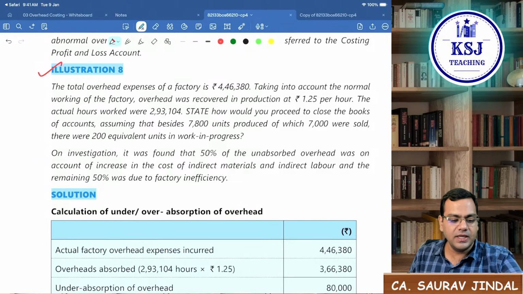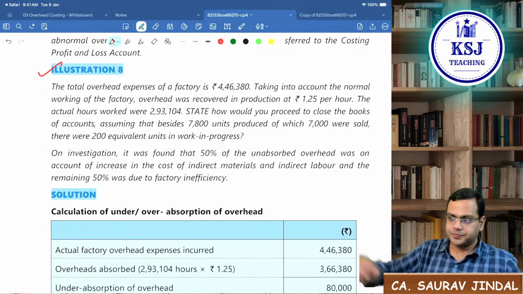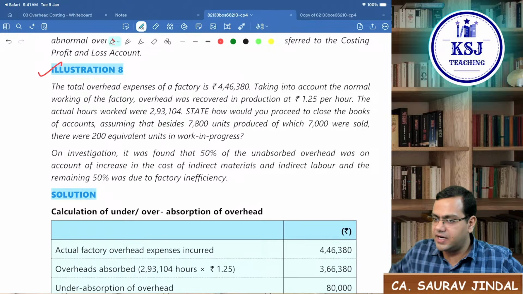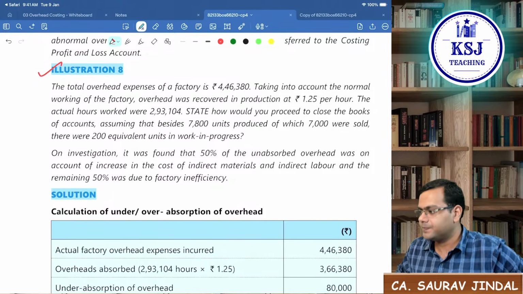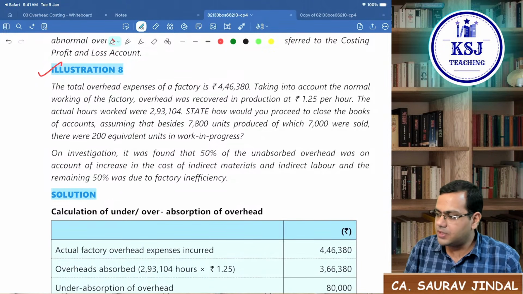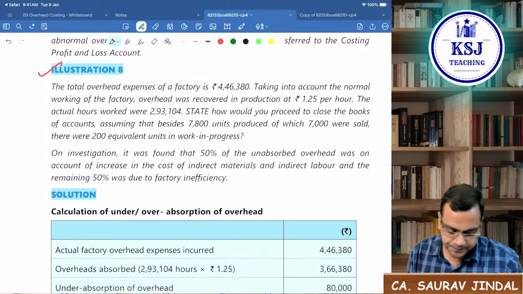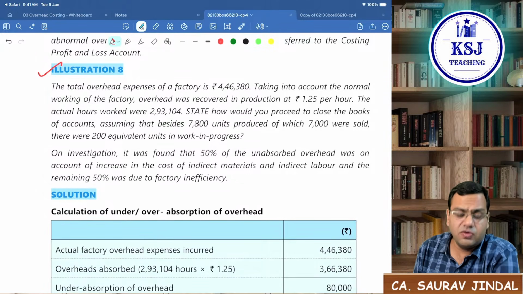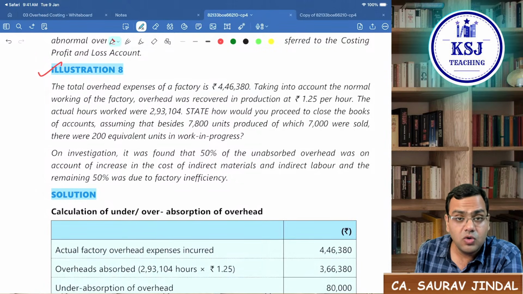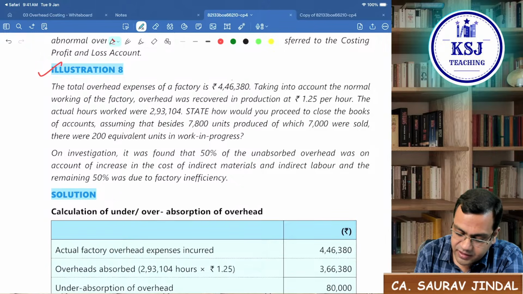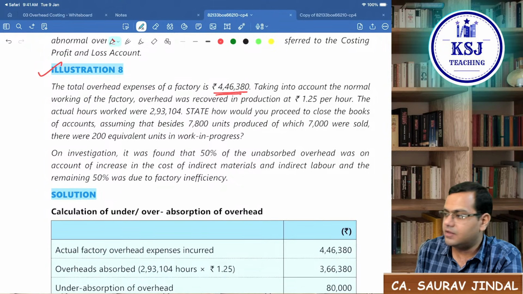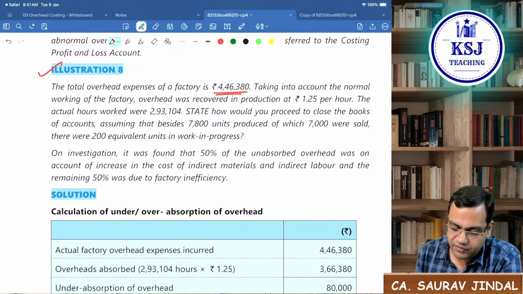Okay, let's come to illustration number 8. After this illustration number 8, we'll take the break, right? So let's come to illustration number 8. This is on under and over absorption. The total overhead expenses of the factory is 4,46,380. Right? Total expenses are 4,46,380.